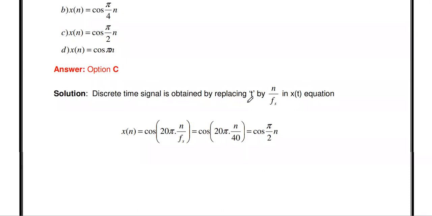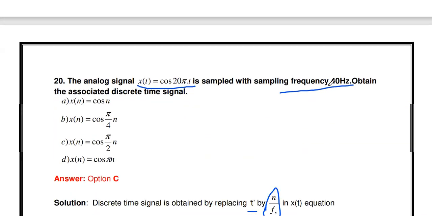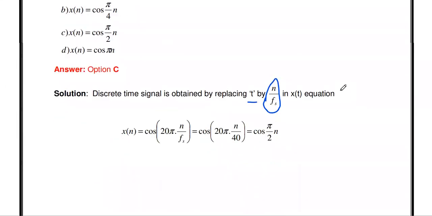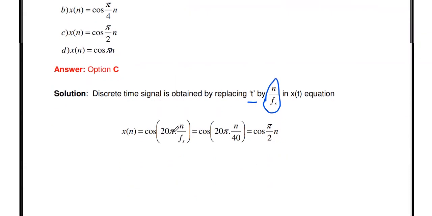In order to convert the continuous time signal x of t into x of n, you just replace the variable t with n divided by fs, where fs is the sampling frequency. Here the sampling frequency is given as 40. The given signal is x of t equal to cos 20 pi t. So instead of t, we substitute n divided by 40. So cos 20 pi n divided by 40, which is cos pi by 2 n. This is the discrete time signal we get after the sampling process.